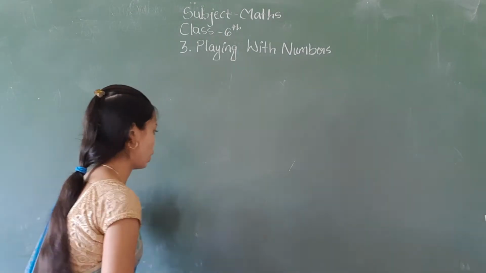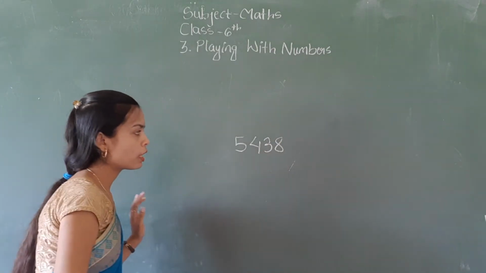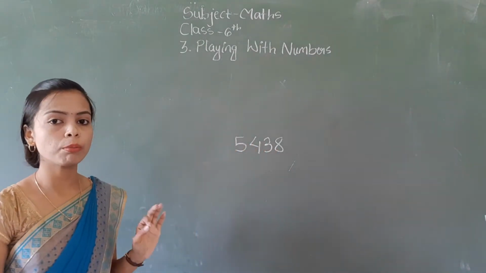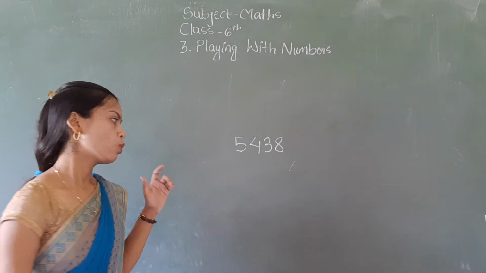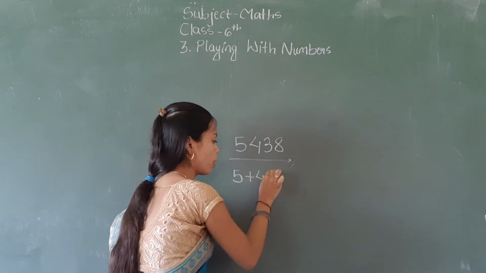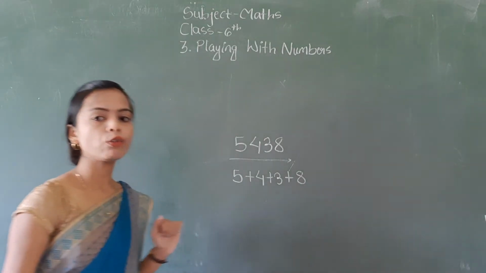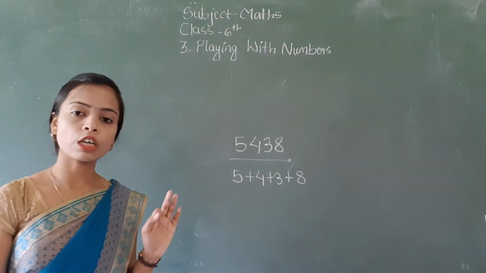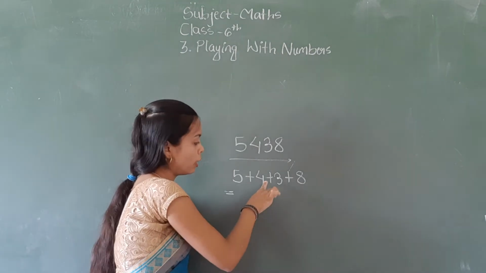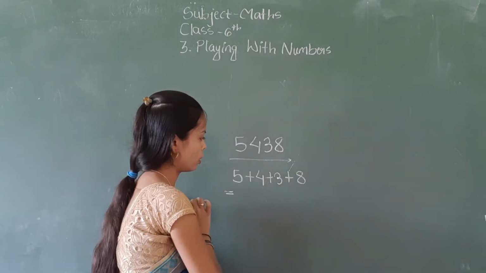Suppose your number is 5, 4, 3, 8. So if you have to find out whether the given number is divisible by 3 or not, you add all the digits, that is 5 plus 4 plus 3 plus 8. 5 plus 4 is 9, 9 plus 3 is 12, and 12 plus 8 is 20.